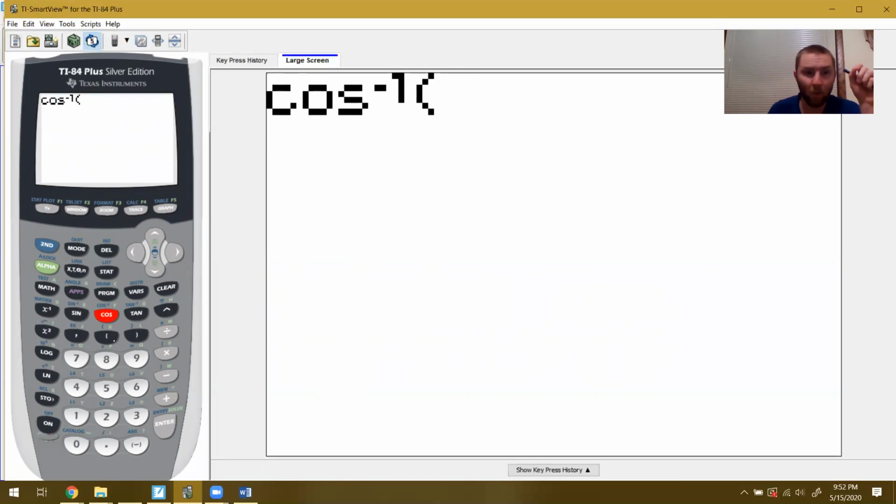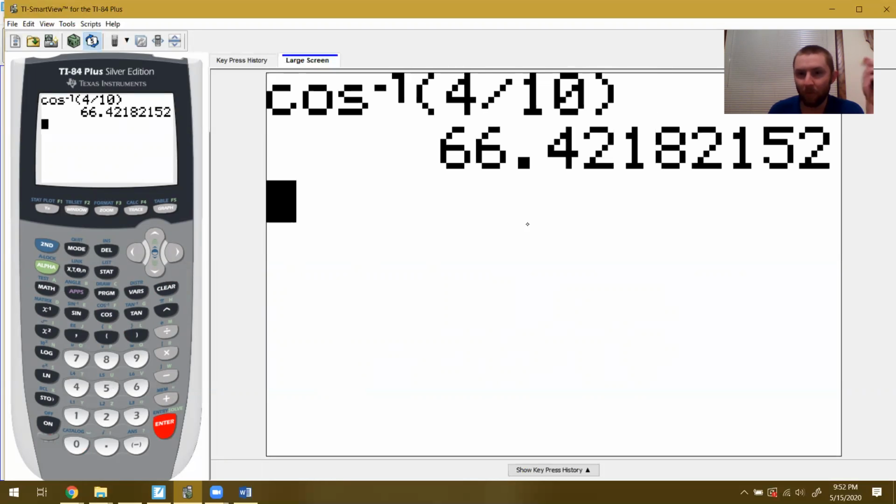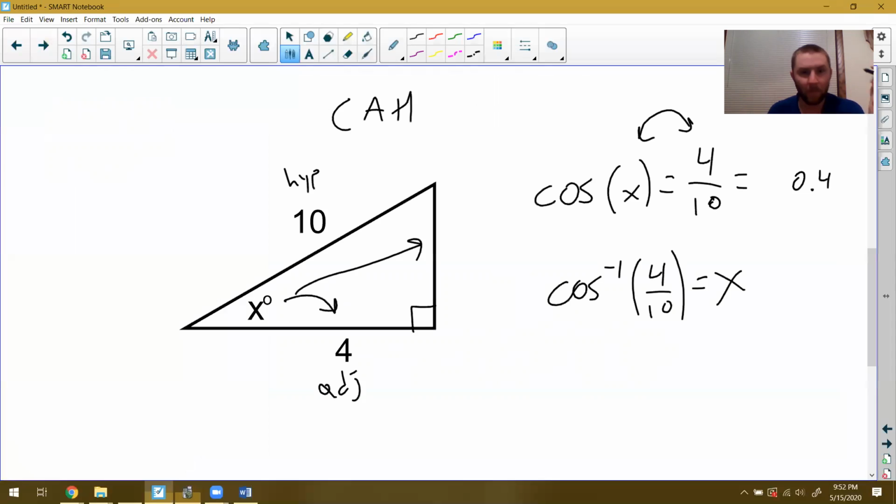So I see that -1. I do 4 divided by 10, and I get 66.42 approximately. So in this case, my x angle is 66.42 degrees.